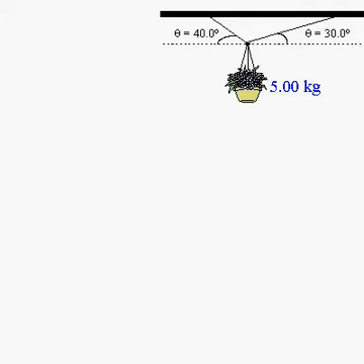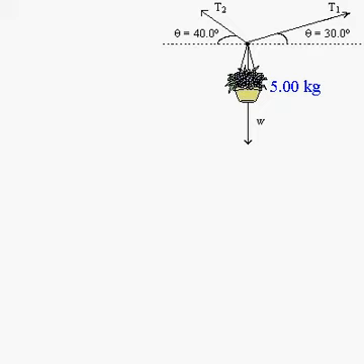Well, each string has a tension that's pulling up on the flower pot. We'll call the first string's tension T1 and the second string's tension T2. Gravity is pulling down on the flower pot, and we'll label that force W. Now we clearly have a two-dimensional problem here. Gravity's pulling straight down, but those tensions are both pulling off at an angle. So we're going to have to treat this with two-dimensional vectors.